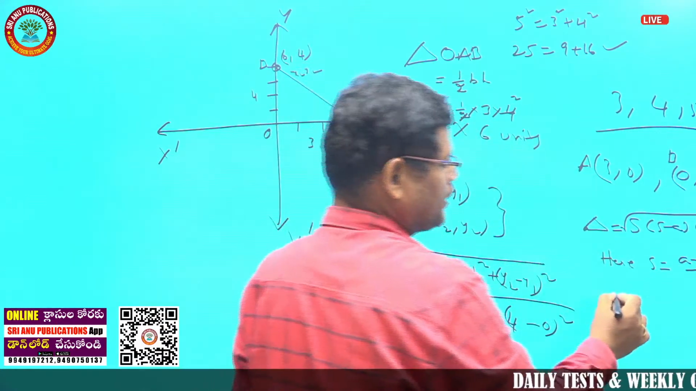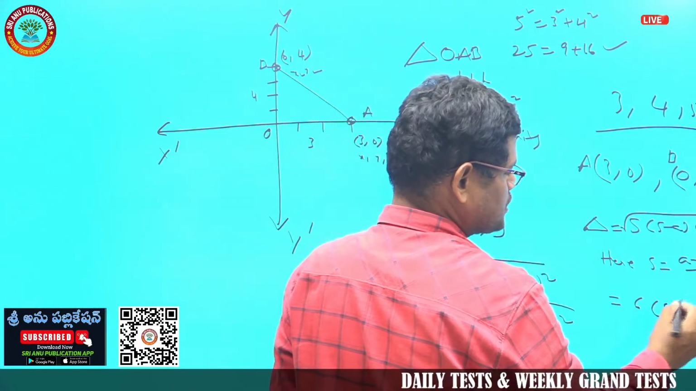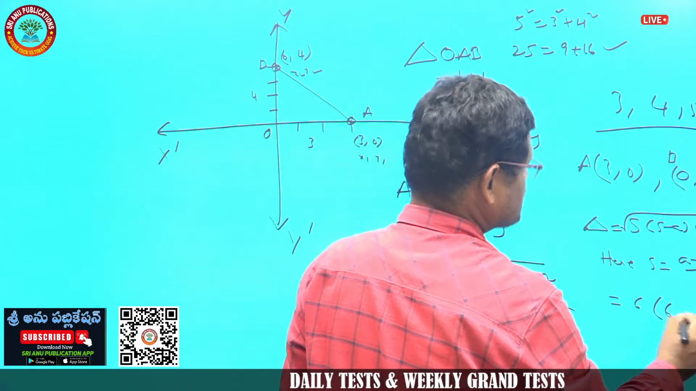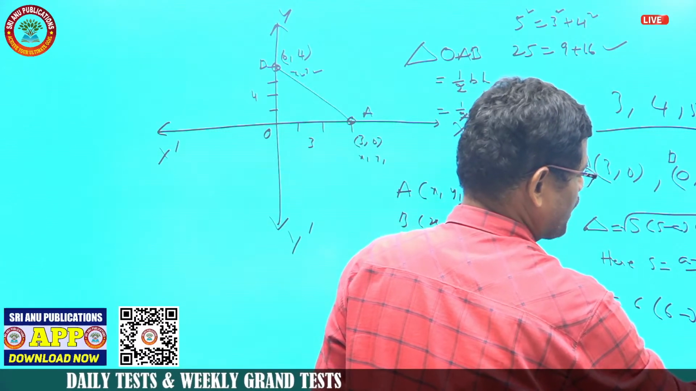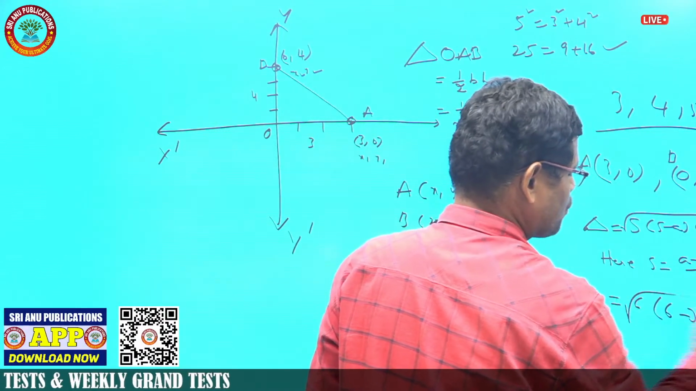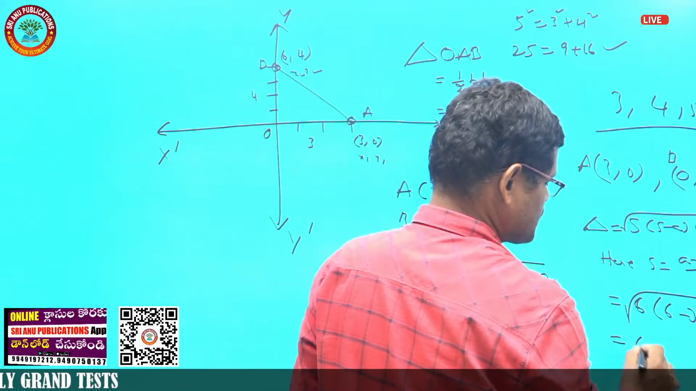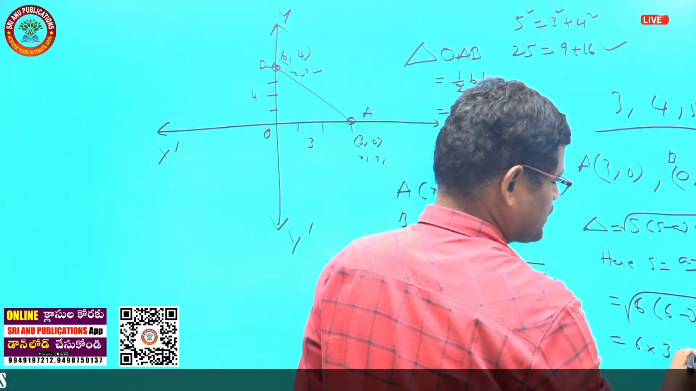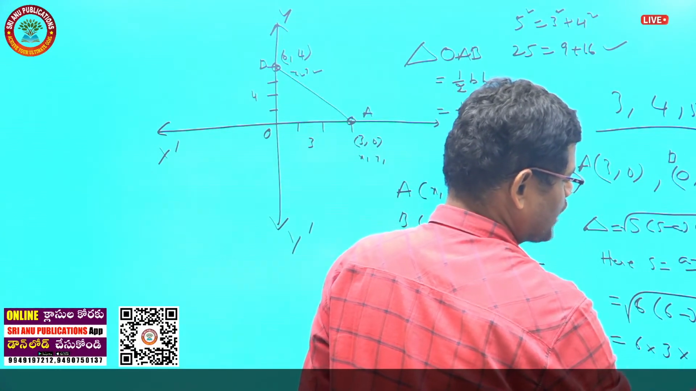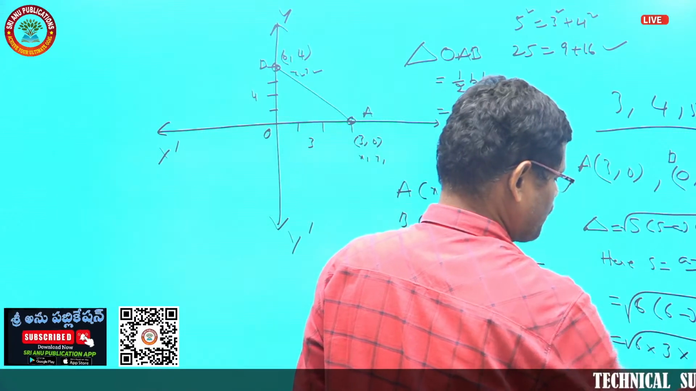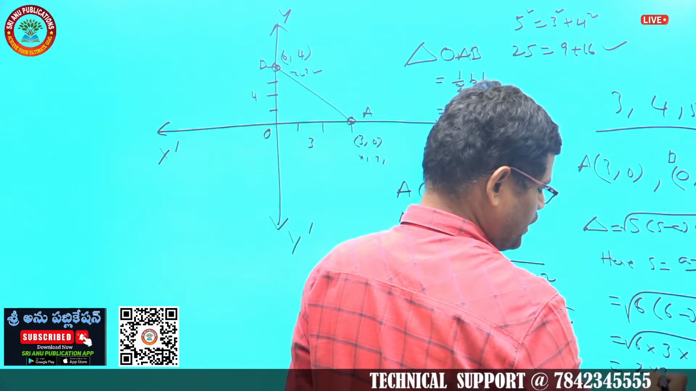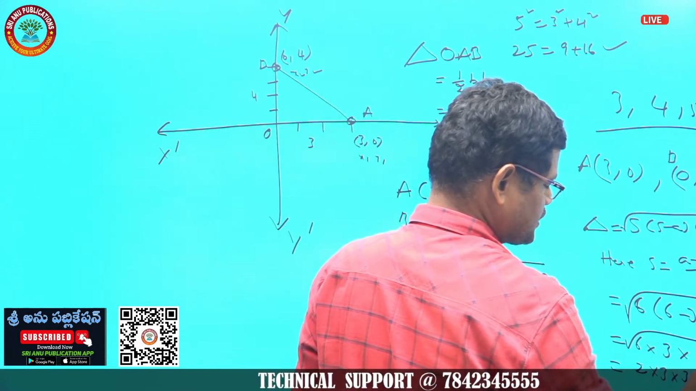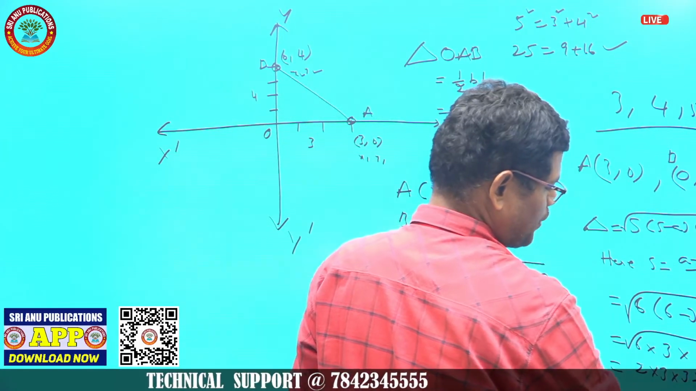We can find it here: square root of 6 into (6 minus 3) and (6 minus 4) and (6 minus 5). Now the whole thing is under the root. 6 into (6 minus 3), (6 minus 4) is 2 and (6 minus 5) is 1. Now we can write 6 as 2 into 3, and 3 already exists here. 2 and 1 can be eliminated here.